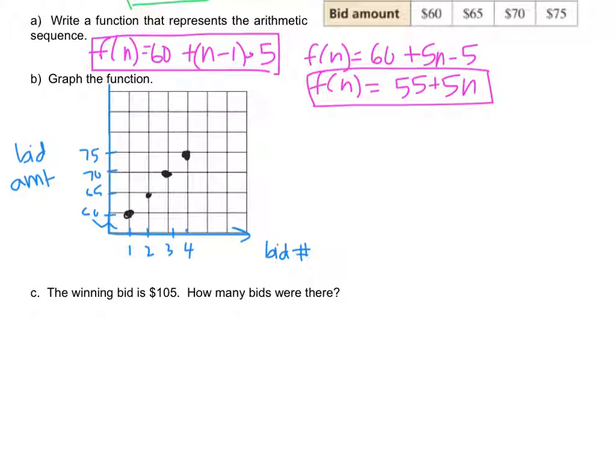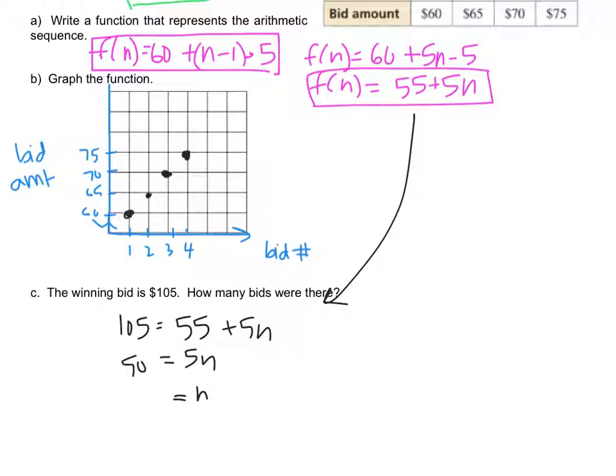So if you think of our function, we're just going to bring our function down here. And instead of f, we're going to put 105. So it's going to say 105 equals 55 plus 5n. And then you can just solve that, right? Like subtract 55. And so there were 10 bids.